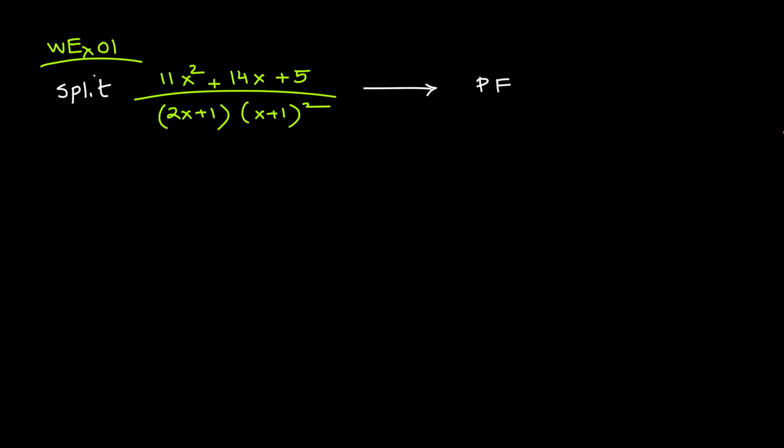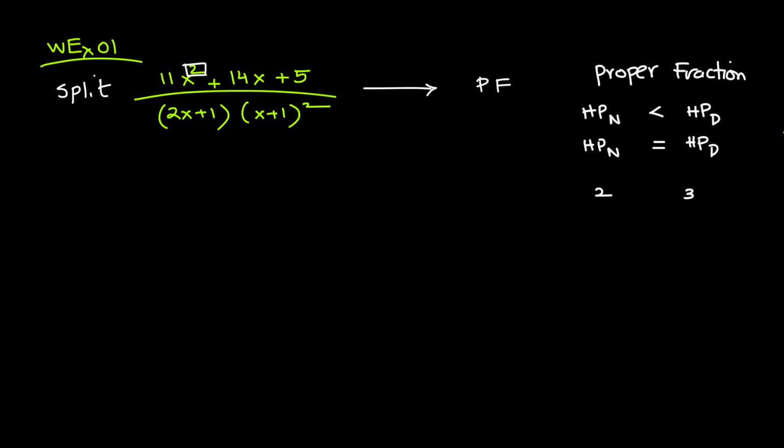What is the checklist? The checklist is first check whether it's a proper fraction or not. What is the definition of a proper fraction? Highest power in the numerator should be lesser than highest power in the denominator. There is also a different scenario in which the highest power of the numerator is equal to highest power of the denominator. Now, in this case, the highest power is a 2 in the numerator. The highest power after multiplication is 3 in the denominator, so it fulfills this category. That means we can start right away.